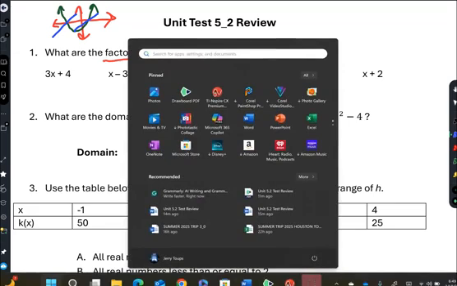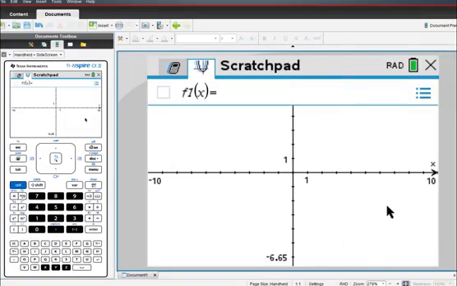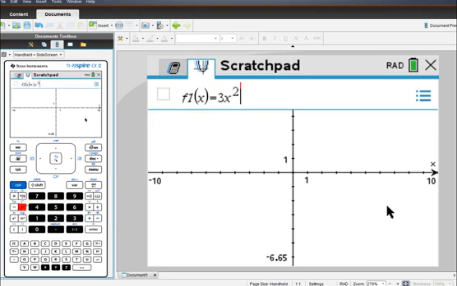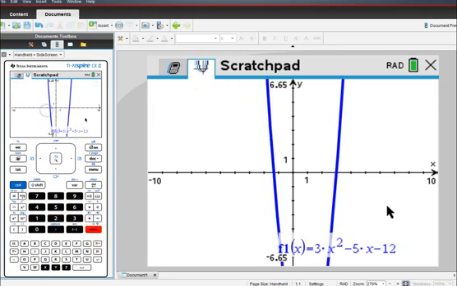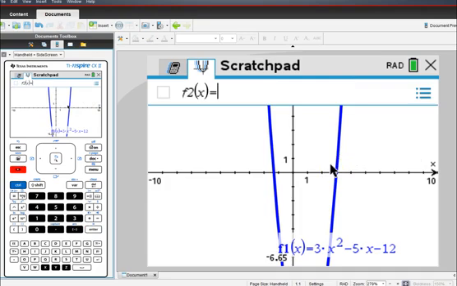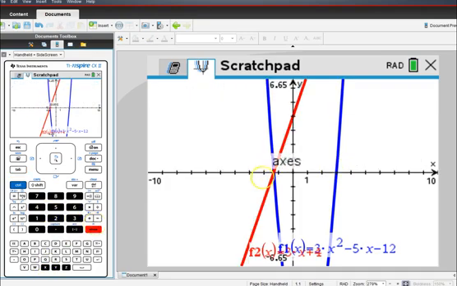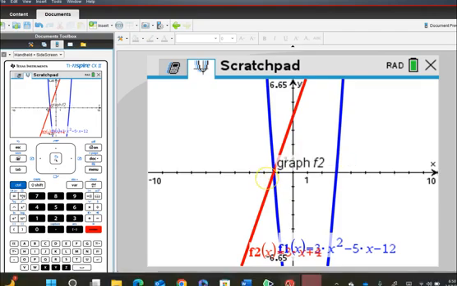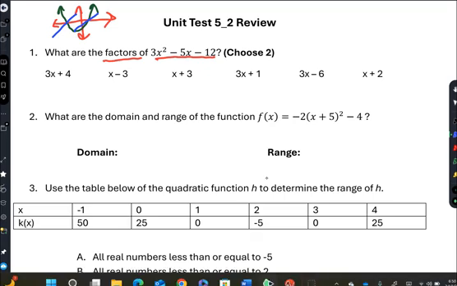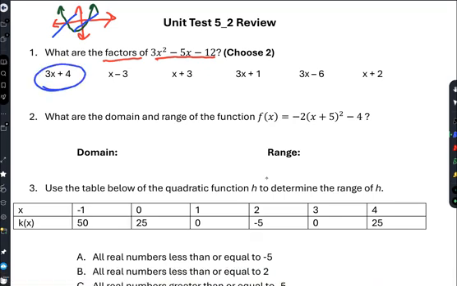So we're going to open up our calculator and we're going to graph 3x squared minus 5x minus 12. Hit enter. We have our parabola. The factors are going to cross at the intercepts, okay? So I'm going to hit tab and I'm going to graph 3x plus 4. Hit enter. 3x plus 4 goes right through there, doesn't it? So I know that 3x plus 4 is a factor.